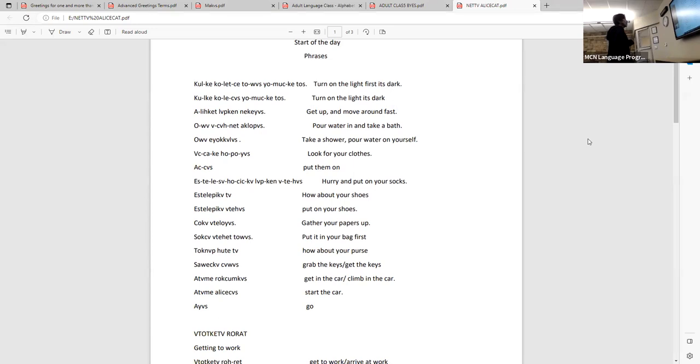Grab the keys, get the keys. Sawichka Jawas. Grab the keys. Jawas means take it, get it. Sawichka is key. That's your car key, house key, any key.